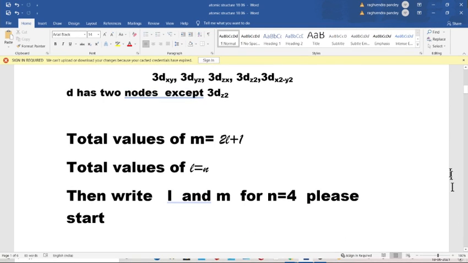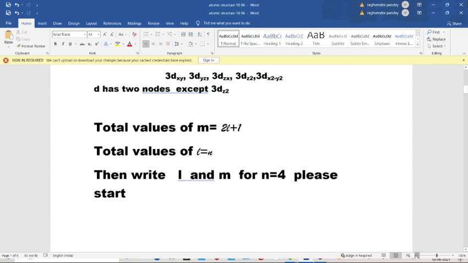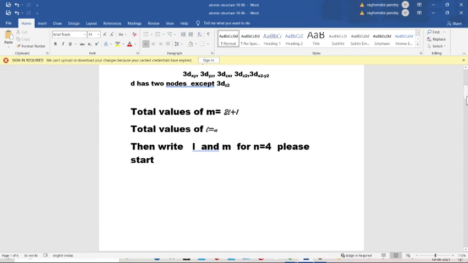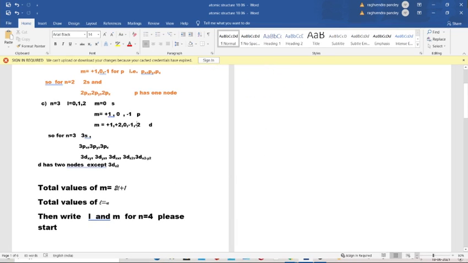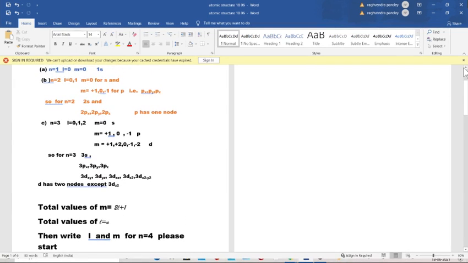Now, we have done this. So now write the values for N is equal to 4. We have done from N is equal to 1 onwards. Now using all these, write the values of L and M for N is equal to 4. 1, 2, 3 we have done. So for 4 you have to write only the values, you don't have to write the F orbital. So everybody start writing this.